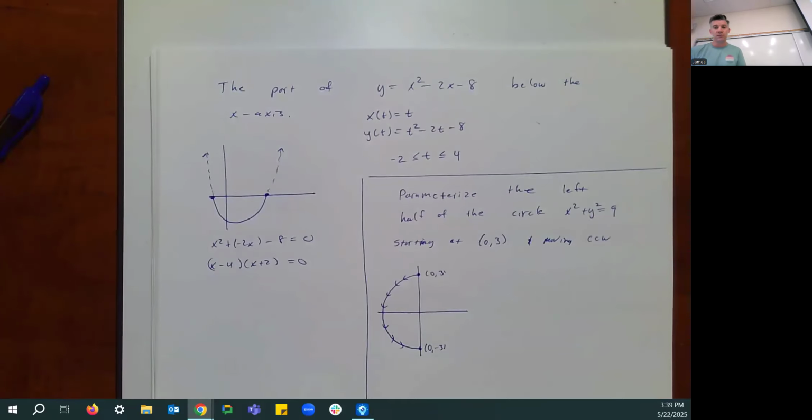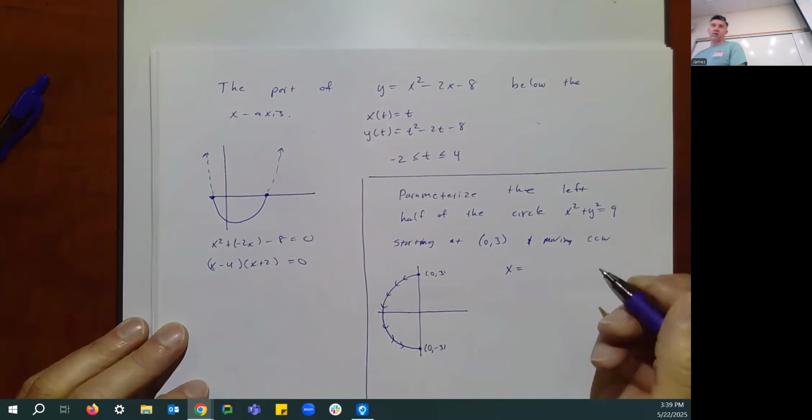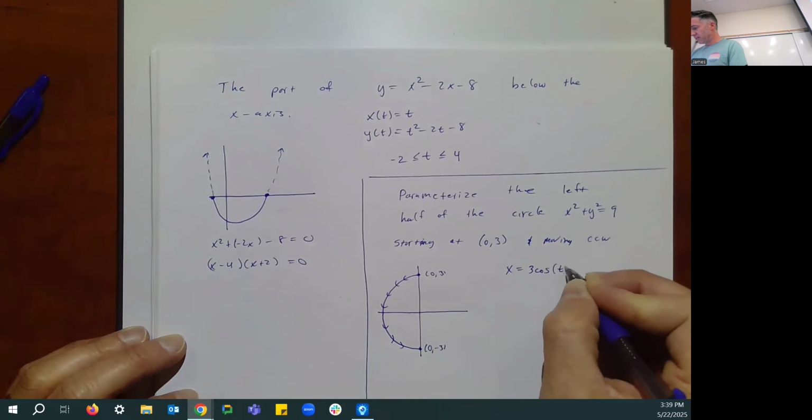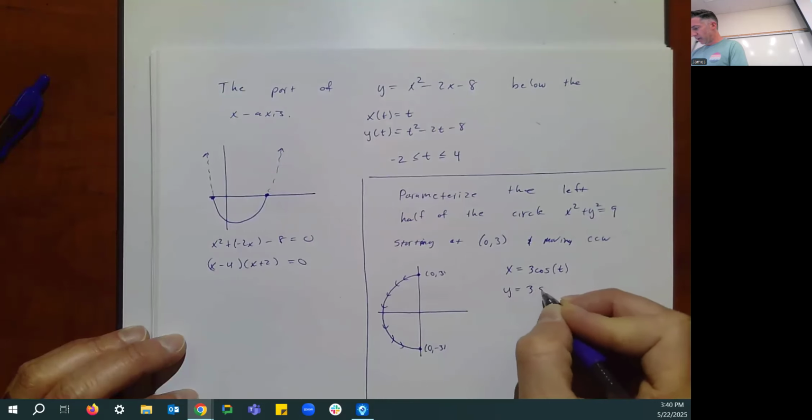So for circles, you typically want to let x and y be cosine and sine, respectively. Well, actually, you can pick whatever you want. There's probably at least two relatively easily accessible ways of doing this for any circle, depending on your starting point and your direction of travel. Typically, although you don't have to, for counterclockwise direction, you let x equal r times cosine. So in this case, x equals 3 cosine t, and y equals 3 sine t.